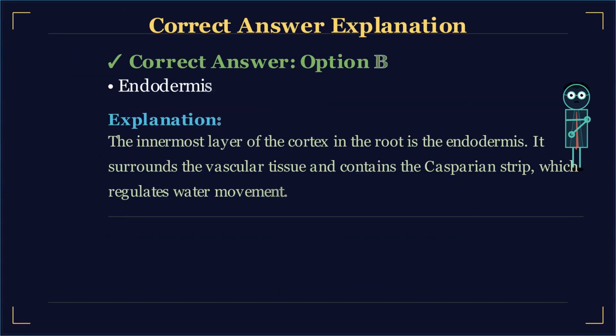Here's the explanation for the correct answer. The innermost layer of the cortex in the root is the endodermis. It surrounds the vascular tissue and contains the Casparian strip, which regulates water movement.